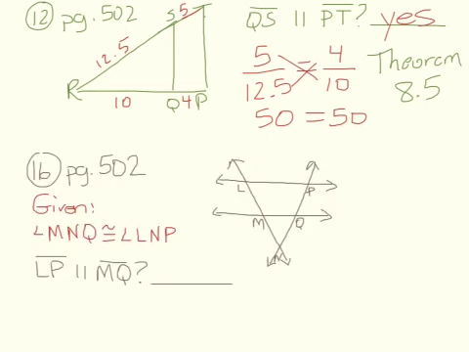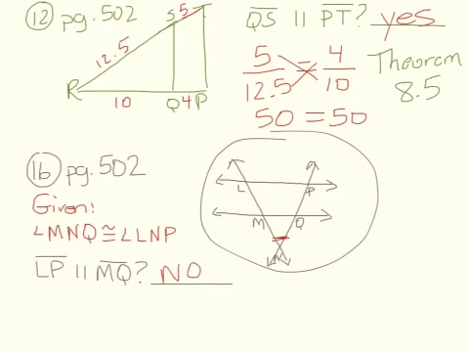Okay, on numbers 15 through 20, you're supposed to take the given information and decide if that given information is enough to state that LP is parallel to MQ. So we're looking at this diagram right here. So the given information on number 16 is that MNQ, which is this angle, is congruent to LNP. Well, that's the same angle. Does that tell us that these two lines are parallel? Well, no, it doesn't. We would need two angles.